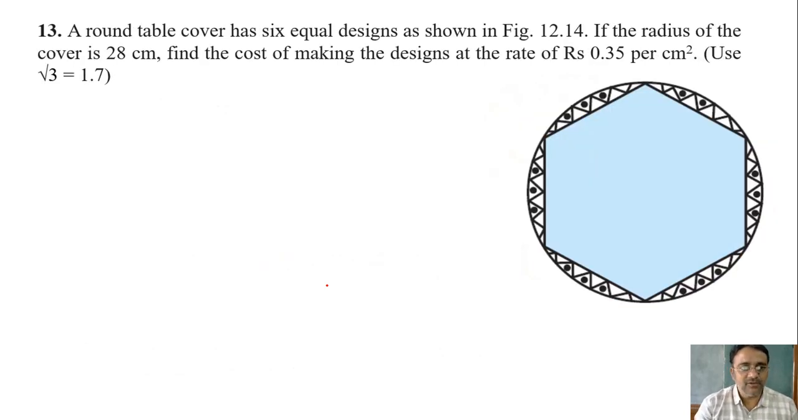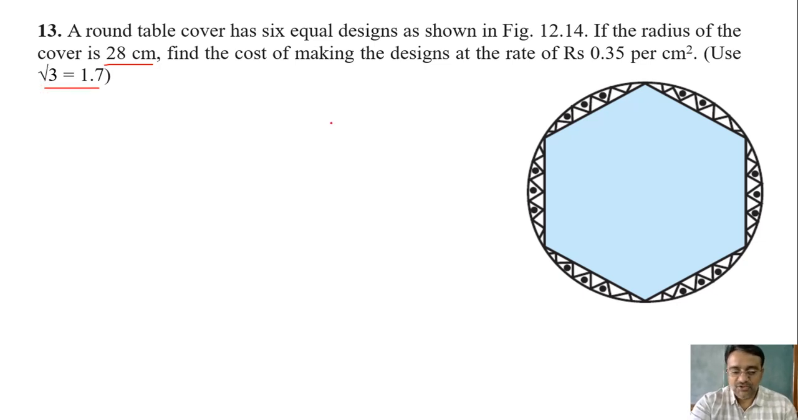So now we are moving towards the last question of today's revision. A round table cover has 6 equal designs as shown in figure 12.14. If the radius of the cover is 28 centimeter, find the cost of making the design at the rate of rupees 0.35 per centimeter square. Use root 3 is equals to 1.73. जितना वैल्यू दिया है वही लेना है.